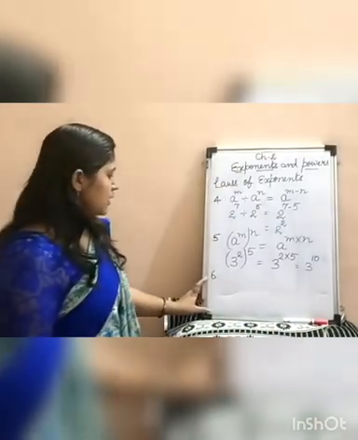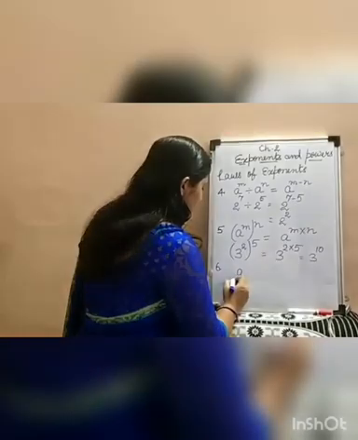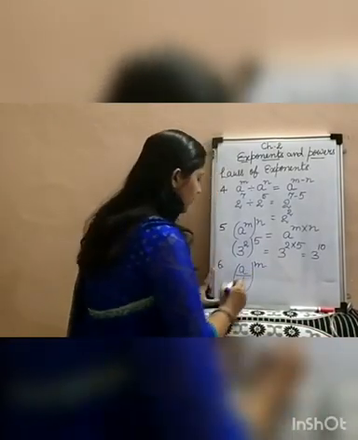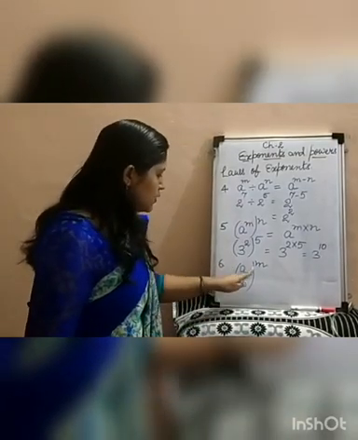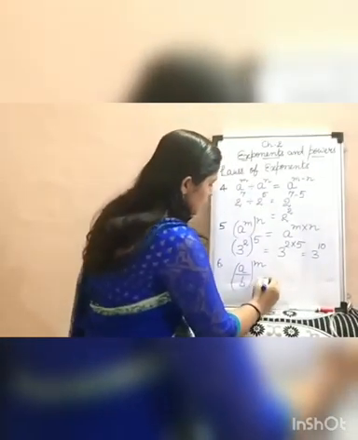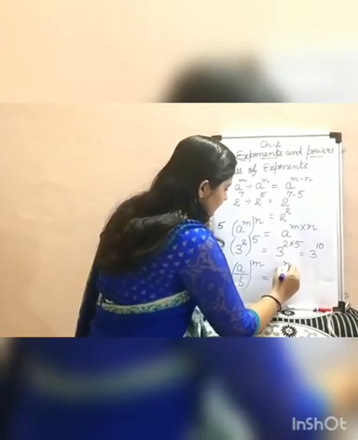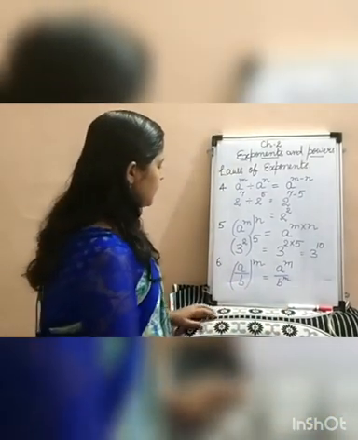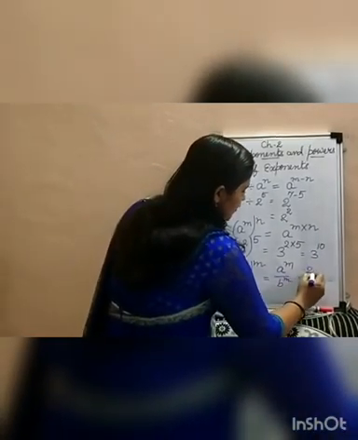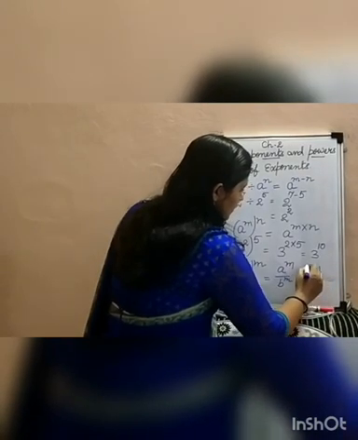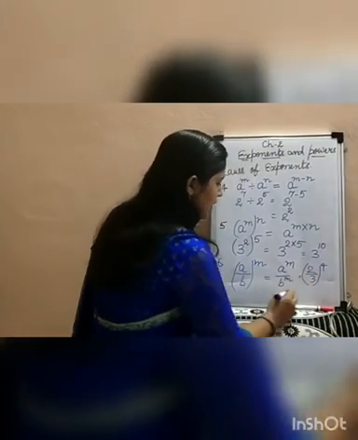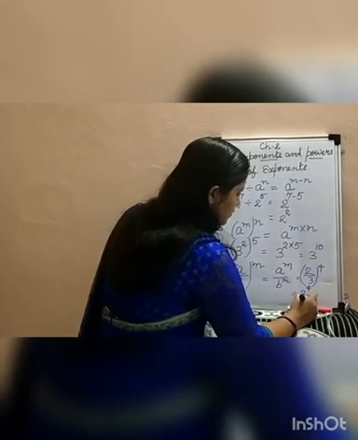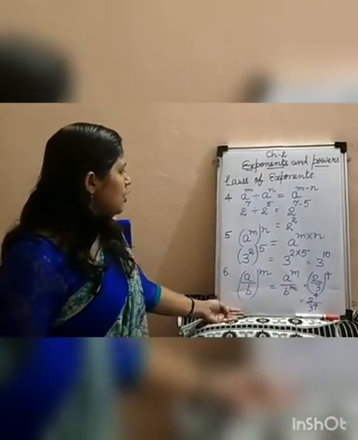The last one is, if two different numbers are divided with each other, but the power is the same. A upon B, whole raised to the power m. So A to the power m and B to the power m. Example is, if 2 upon 3 whole raised to the power 4, we can write it as 2 raised to the power 4 and 3 raised to the power 4. That is the law of exponent.